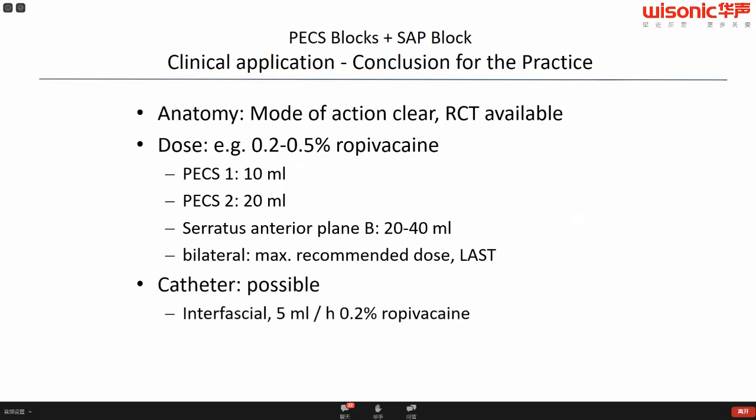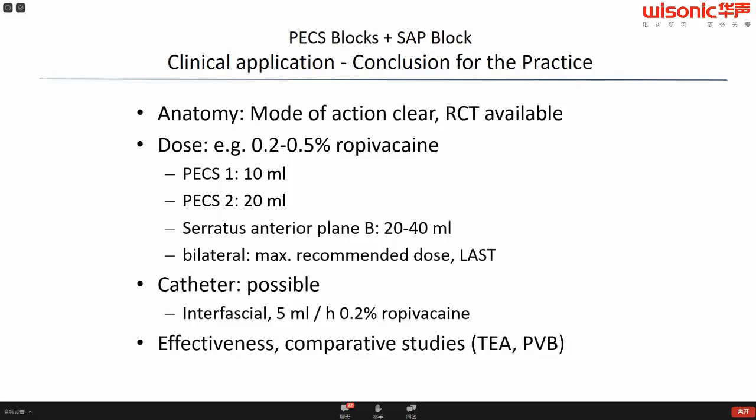Catheter insertion is possible. If you insert a catheter, you can use a continuous rate of infusion of 0.2% ropivacaine and 5 ml per hour. Probably a continuous infusion is not so effective as an intermittent bolus. This applies for all kinds of truncal blocks. An intermittent bolus or intermittent injection of a higher bolus of local anesthetics is probably more effective than a continuous infusion or a patient-controlled infusion mode.